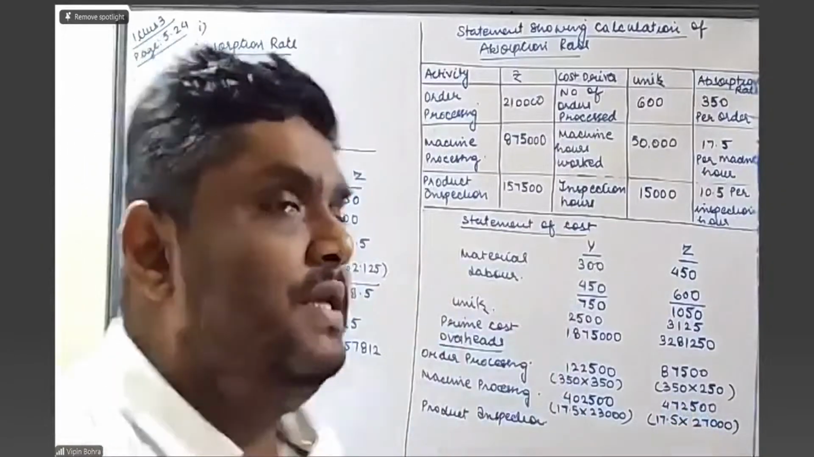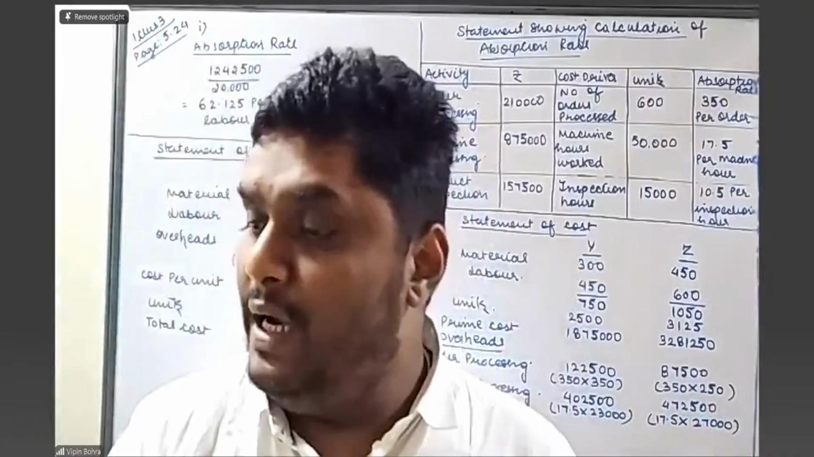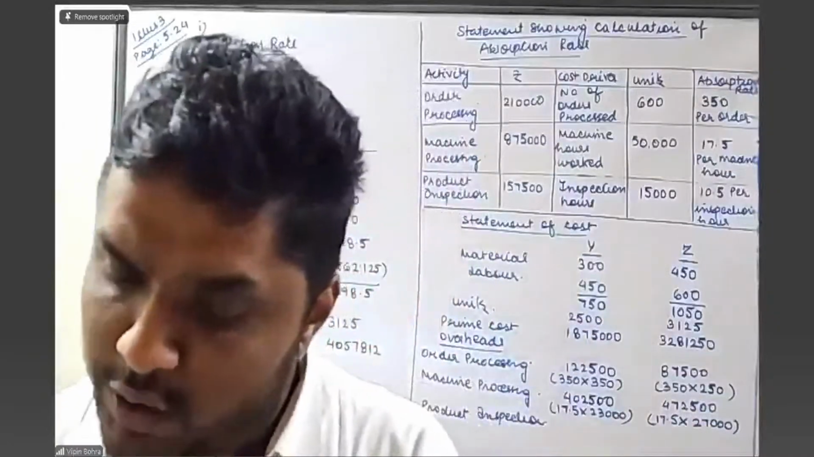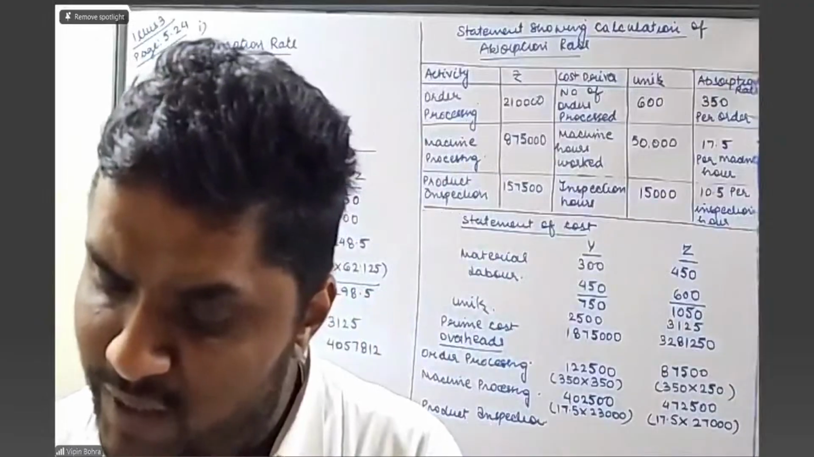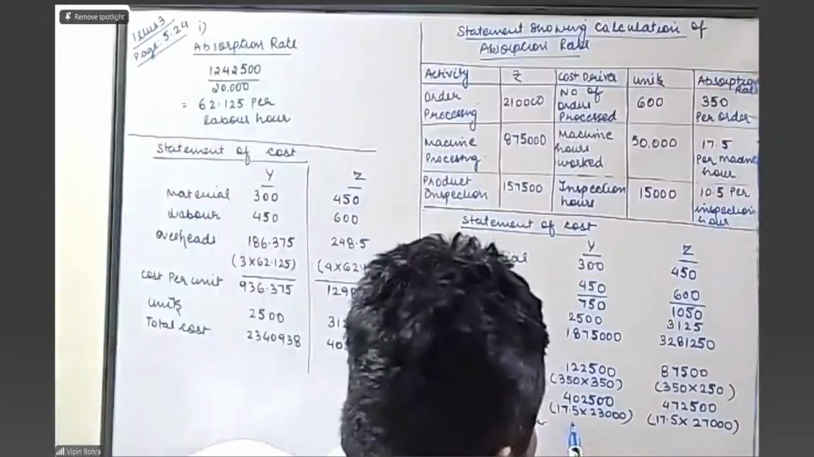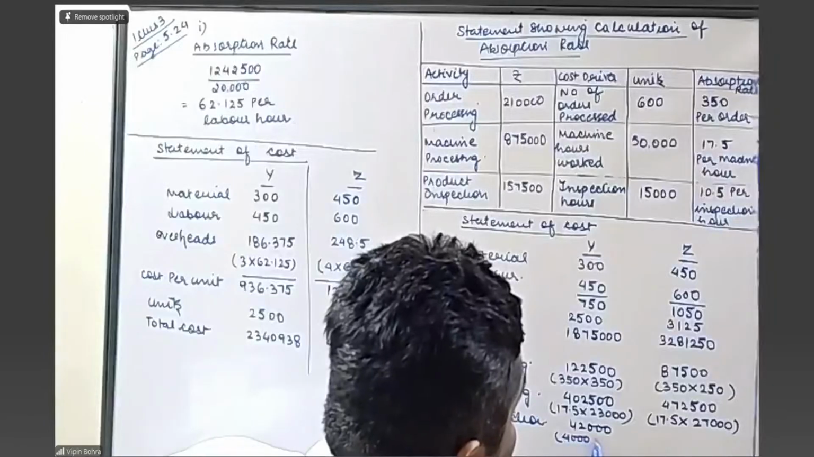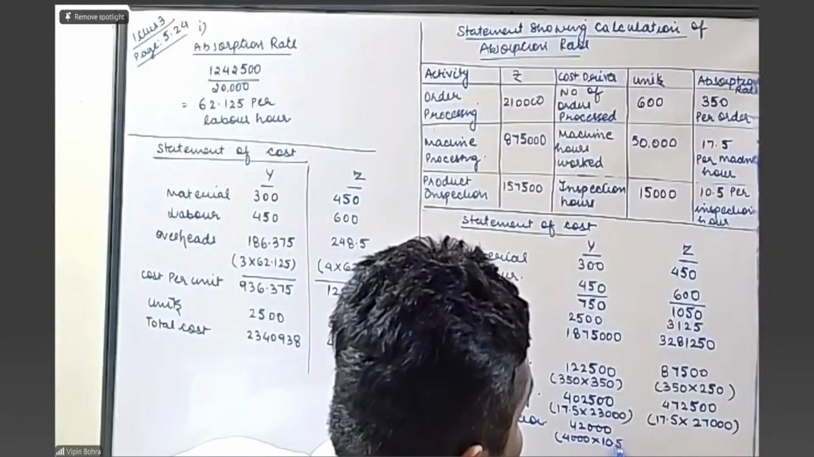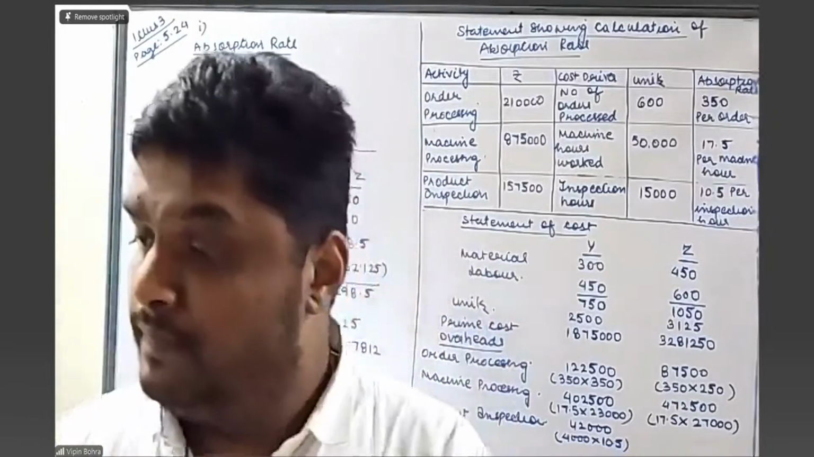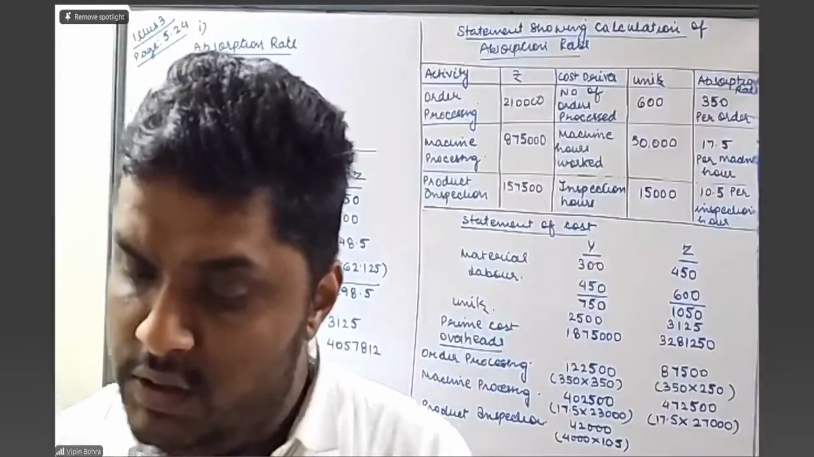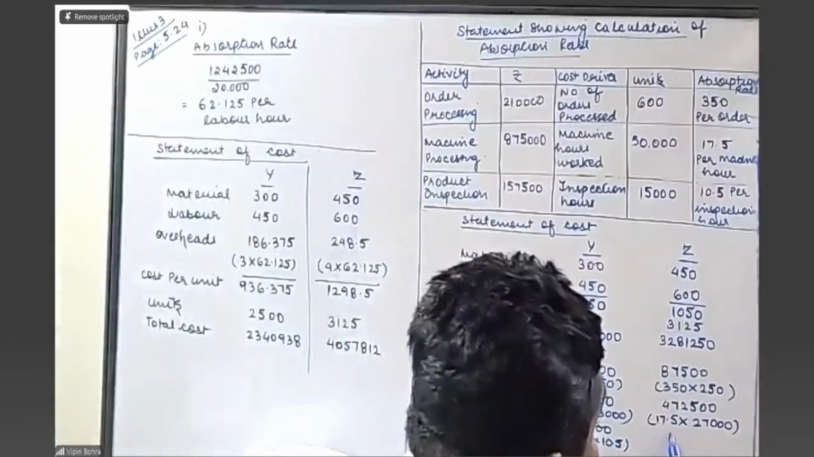In the third case, the product inspection is dependent upon inspection hour. So it is 10.5 per hour. So 4,000 into 10.5, it will be 42,000. And 11,000 into 10.5. So this will be 1,15,500.